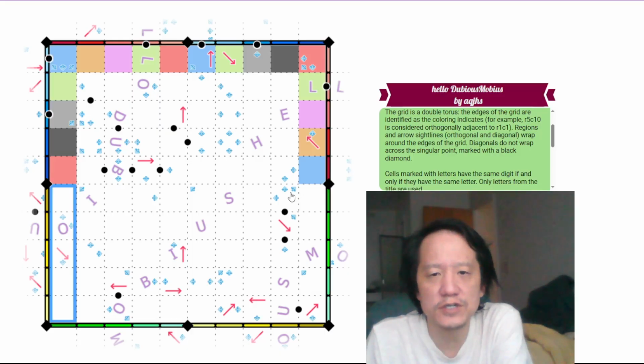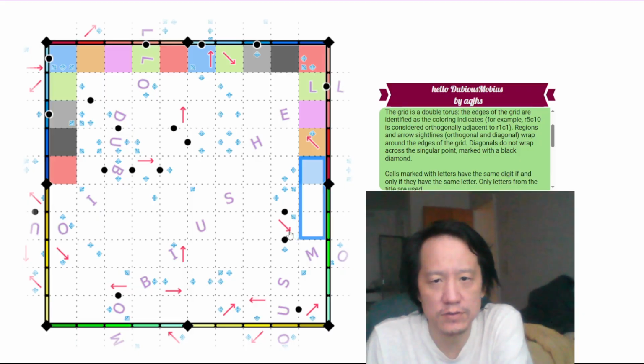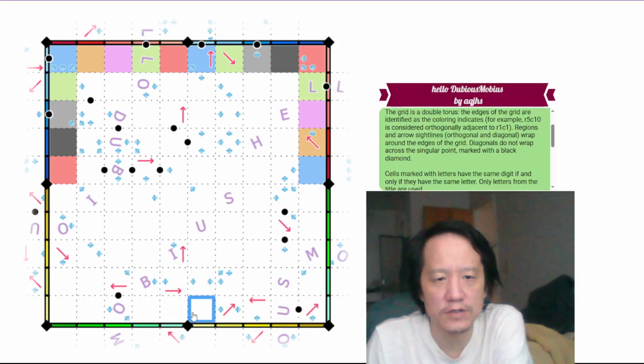So regions and arrow sightlines wrap around the edges of the grid. Diagonals do not wrap across the singular points, which are the corners here, these little diamonds marked with the black diamond.